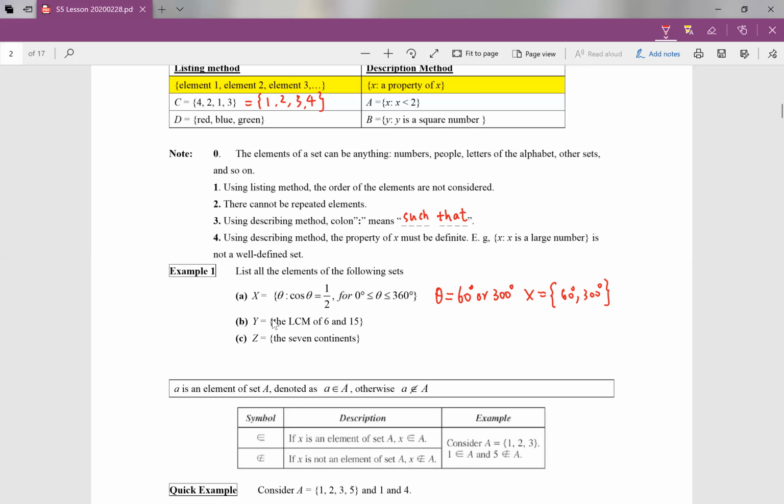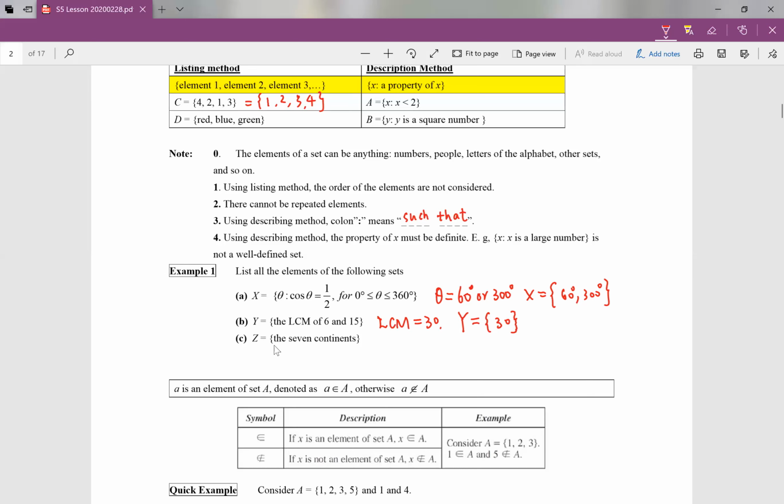Y. Y equals the LCM of 6 and 15. So the LCM is equal to 30. So Y equals {30} in bracket. Even when there is only one element in the set, you must put the bracket there to indicate this is a set, not just an object, not just a number.